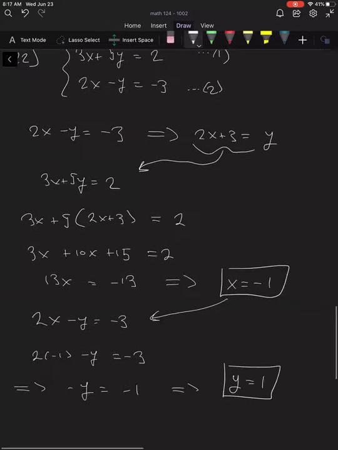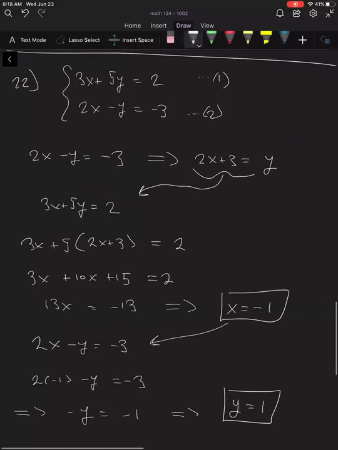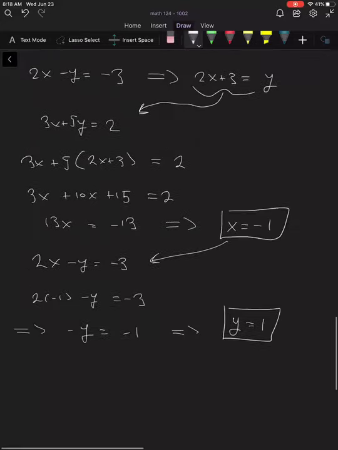Okay, I think it's good for substitution. There's a couple examples for that. Let's do a couple examples for elimination.